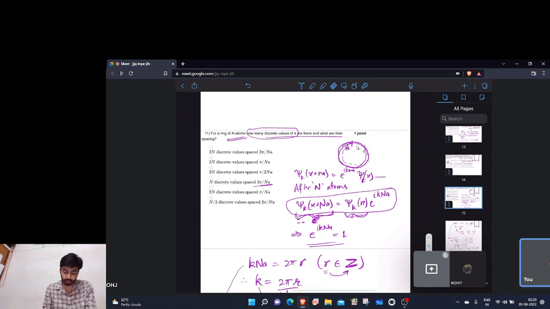Just erase it. N discrete values spaced by 2 pi by Na.